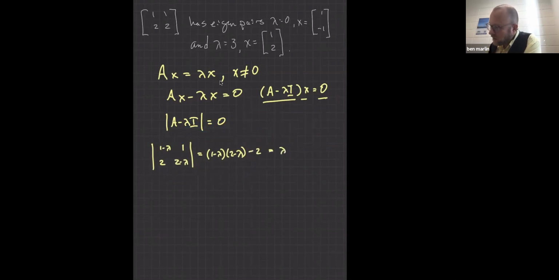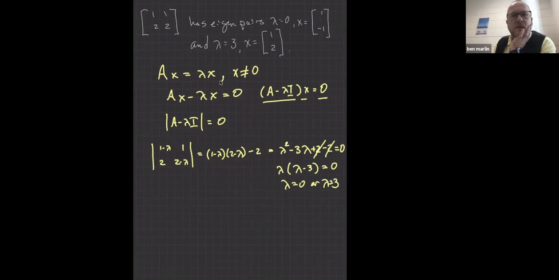So we'll end up with lambda squared minus 3 lambda plus 2 minus 2. And it's supposed to equal 0 at the end. Cancel those 2's out there, and you can see that you can factor that into lambda and lambda minus 3 equals 0. So lambda equals 0 or lambda equals 3, okay? So those are the two values that you got for lambda.